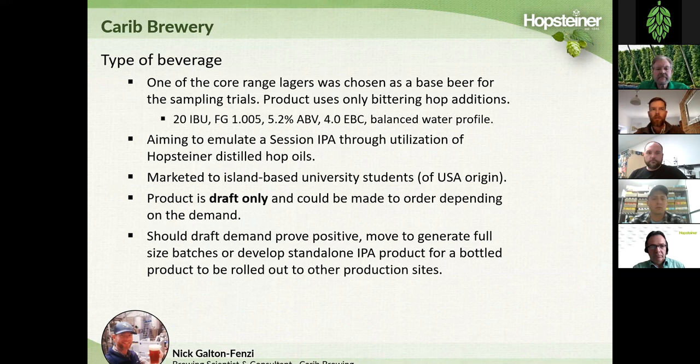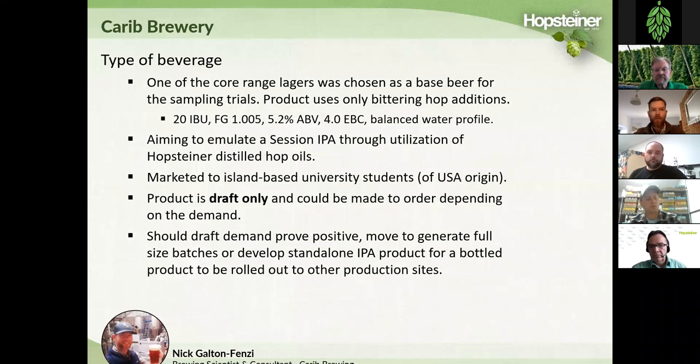The market that we were targeting was USA-based students. So we had a lot of comments that they were looking for a non-lager-based product. And we thought if we could come up with a way of generating this, it'd be a good way forward. This product is draft only.